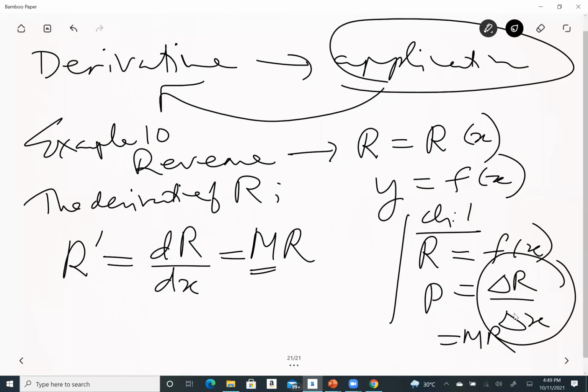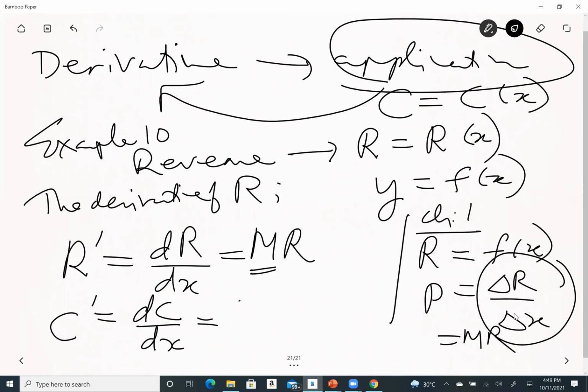So it's not just R. If we have cost function, C is a function of X. If I differentiate the cost, I get C prime. Of course, in chapter 1, you got delta C over delta X, but now it will be derivative, dC dx. So what do you call that? You still put the word marginal. It's not marginal revenue. It's marginal cost.